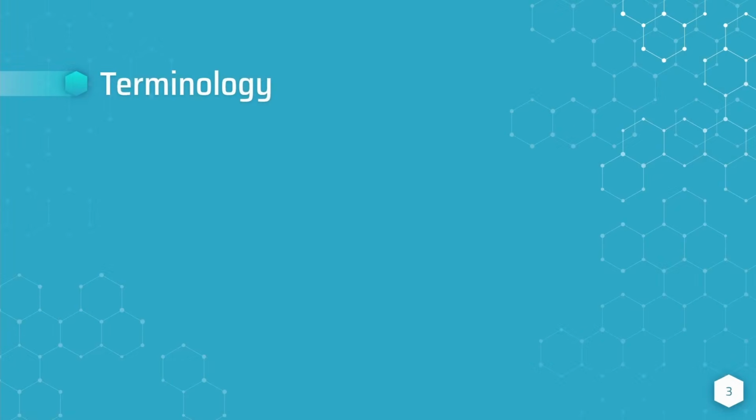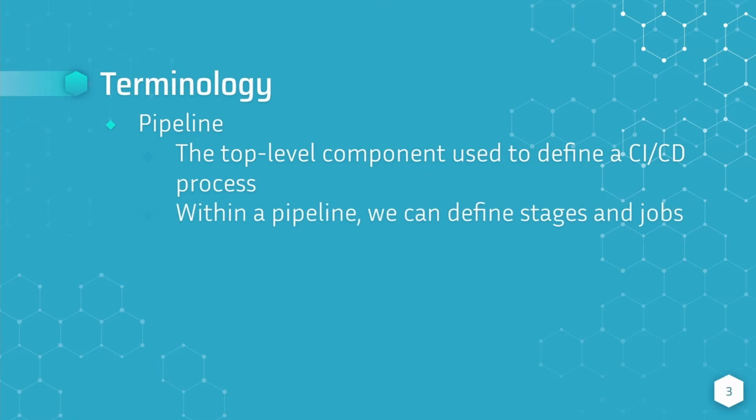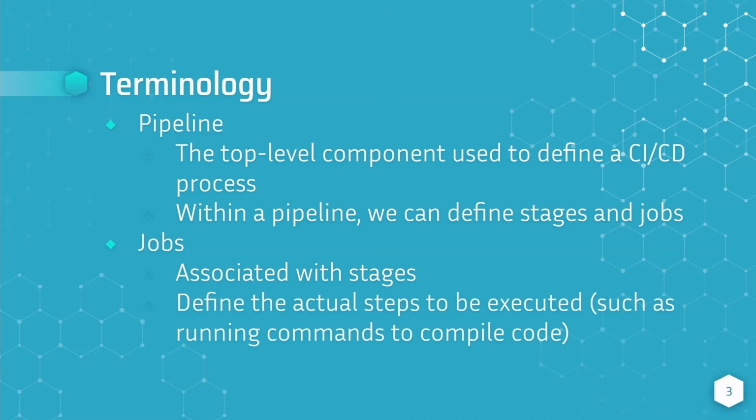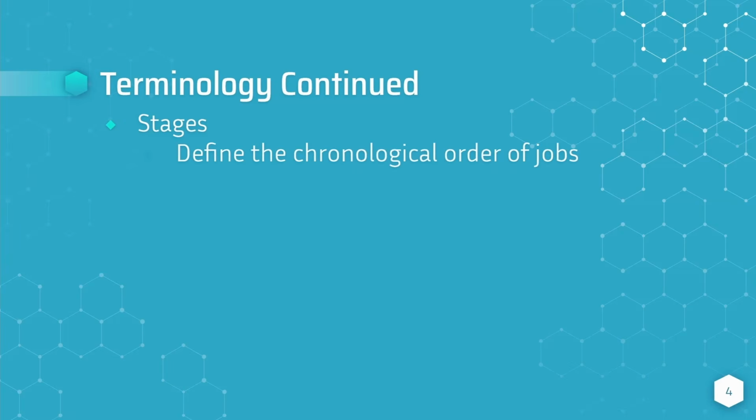Let's define some important GitLab CI/CD terminology. The first is a GitLab pipeline. A pipeline is a top-level component used to define a CI/CD process for a GitLab project. And within a pipeline, we can define stages and jobs. Next, we have jobs. Jobs are associated with stages within a pipeline, and they define the actual steps to be executed, such as running commands to compile code. Then we have stages. Pipeline stages define the chronological order of jobs.